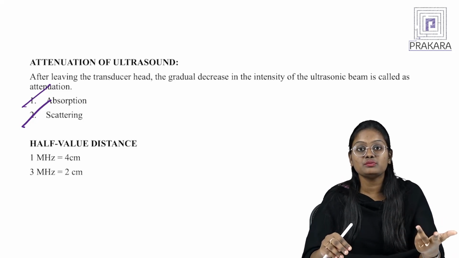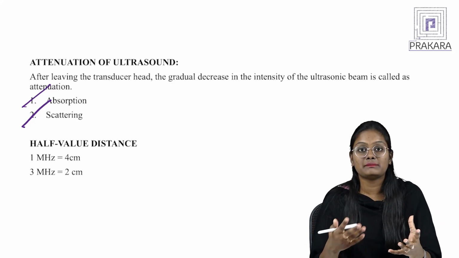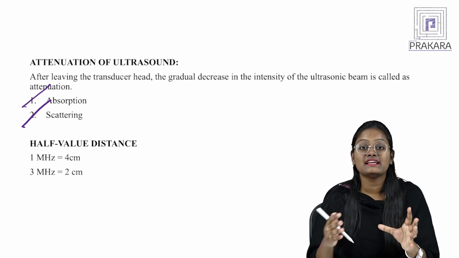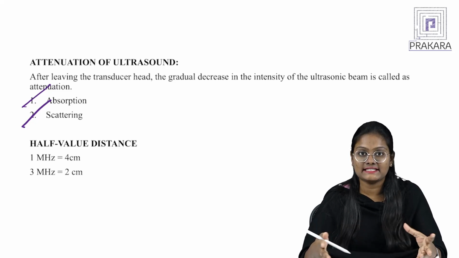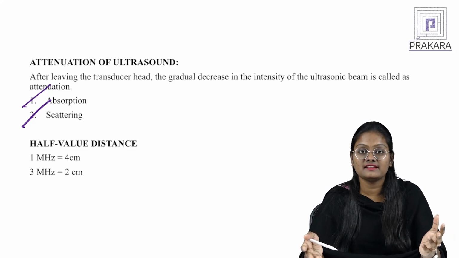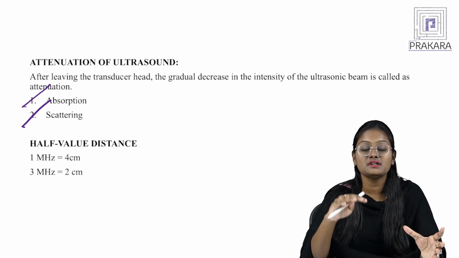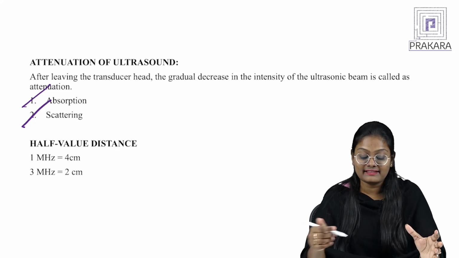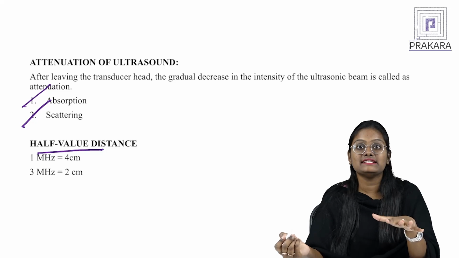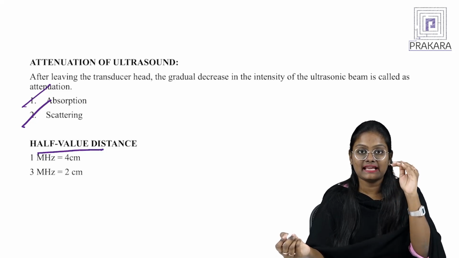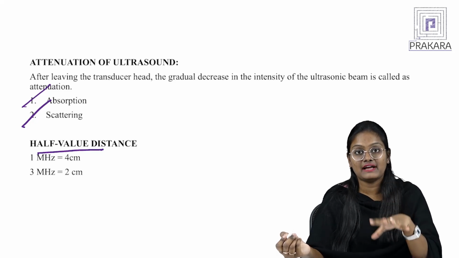And the next one is scattering. Now what is scattering? When the area consists of bubbles or particles, there will be deflection of the ultrasonic beam, which is called scattering. Because of these two factors, there will be a decrease in the ultrasonic beam as it goes deep into the body, and this decrease in the intensity of the ultrasound from the beginning as it goes into the deeper tissues is called half value distance.